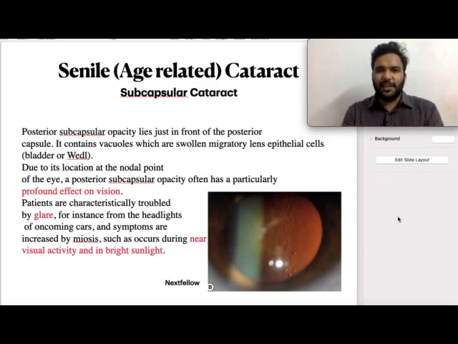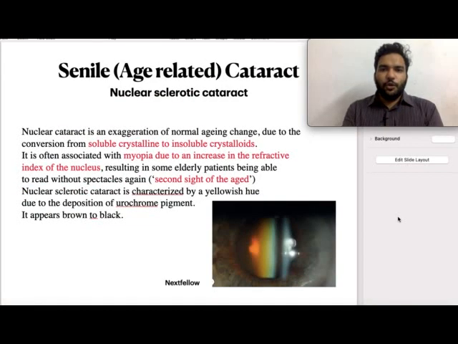So the patient typically comes with complaints of when they are going on the road and suddenly a flash of light comes, they'll have difficulty in seeing the light, or they'll have difficulty on reading because near vision affects the subcapsular cataract. So next comes the nuclear sclerotic cataract, which is a very common cataract.